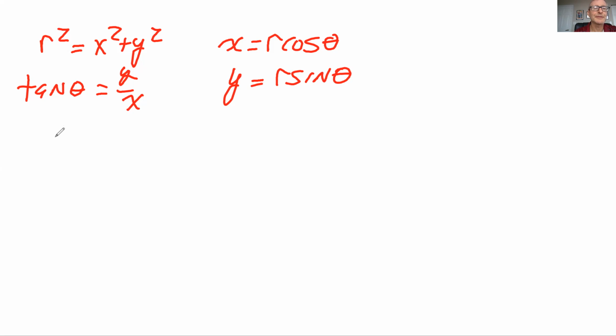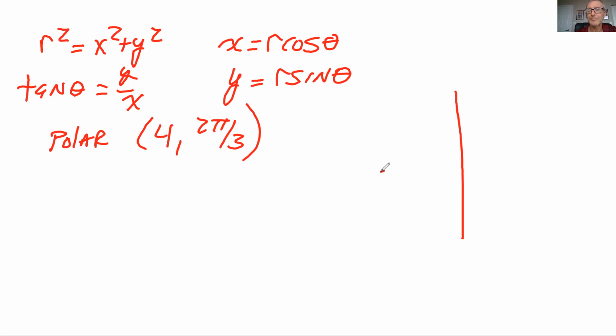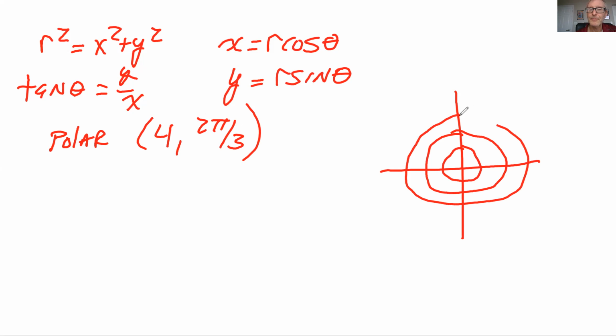So say I give you, let's do one example here, a polar point of 4 and 2 pi over 3. If you think about that, where would that be? Well, 4 would be 4 units from the origin. And so if I draw my concentric circles, 2, 3, 4, it would be on there.